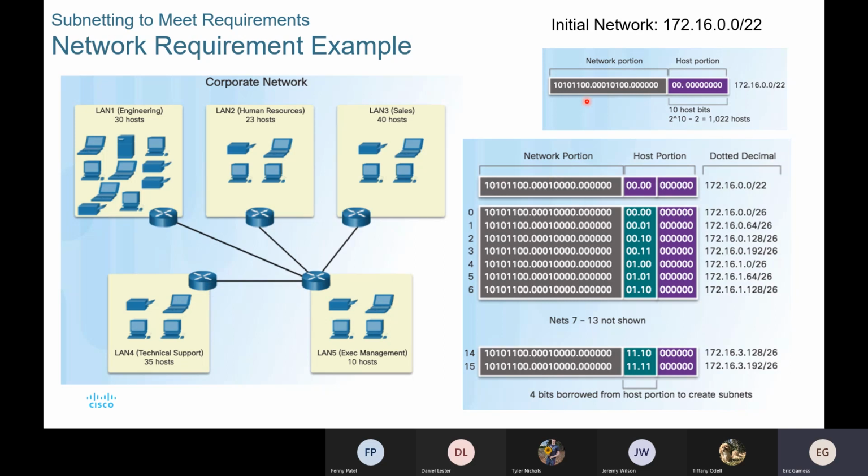So let's say that the initial network that we have is this one, 172.16.0.0/22. And we need to divide this original network into subnets. So to satisfy the requirement of this company, how many subnets should I create? What will be the minimum number of subnets that I should create to satisfy the requirement of this company?